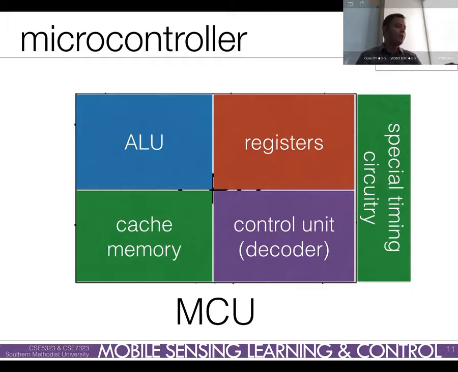A lot of times you'll also have some special timing circuitry. So if you're running at 32 megahertz, there's some special logic circuitry to divide that down to 16 megahertz or 8 megahertz or a couple of kilohertz so that it can control other things that are on the microcontroller. So you've got some specialized circuitry that's there.